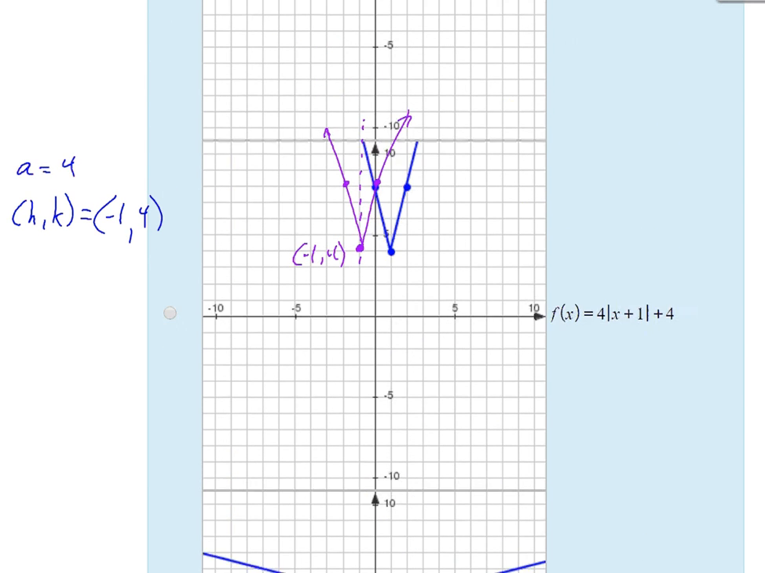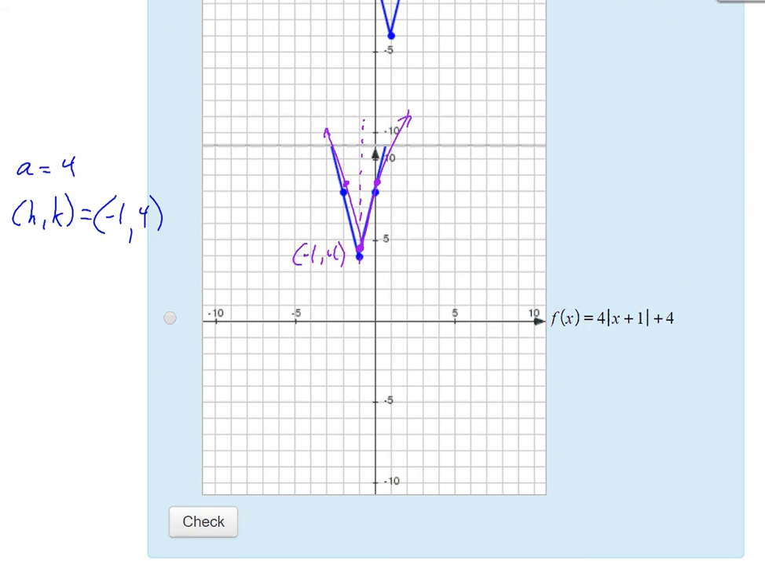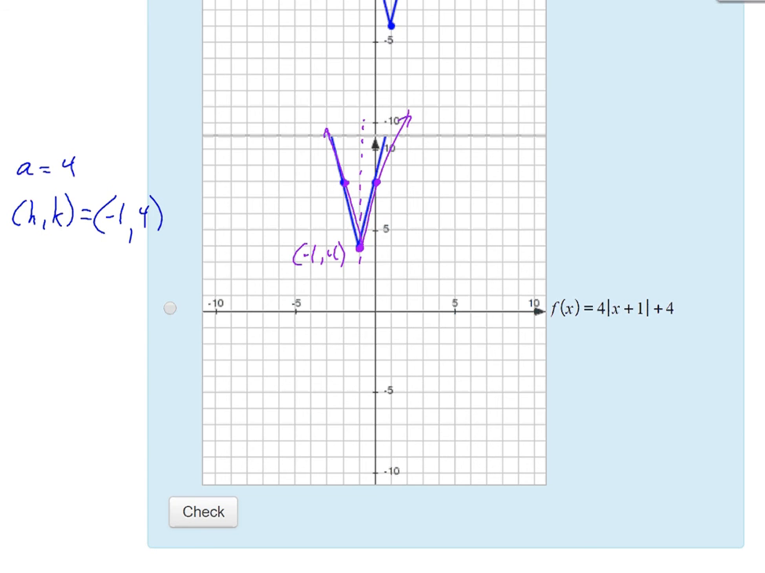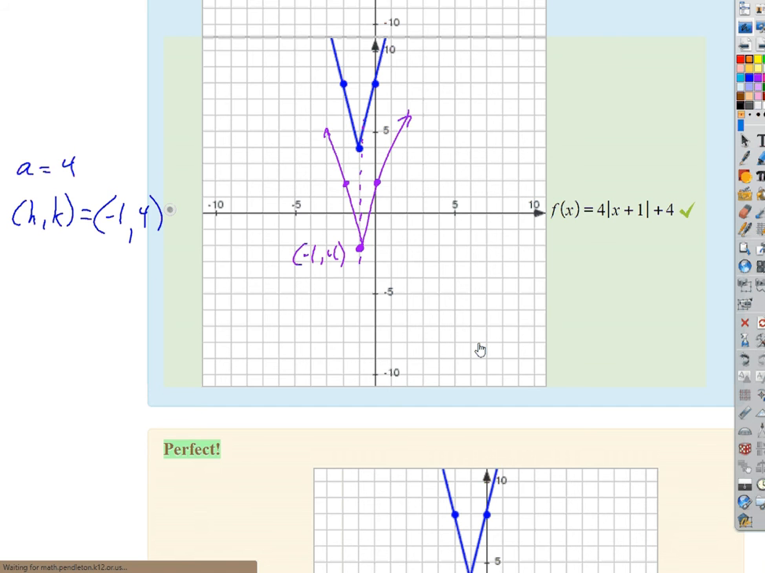No. Oh, look right there. How about that? Right, so there's what we want. What do you know? Okay?